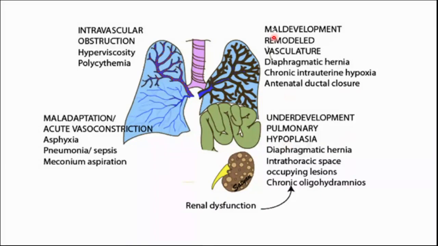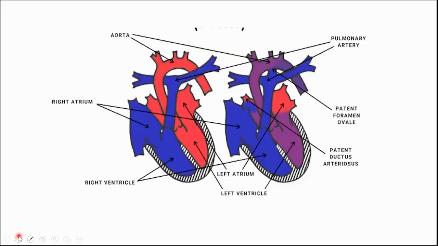And sometimes there is just a maldevelopment or abnormal remodeling of the vasculature, again common in diaphragmatic hernia. And also this is seen in antenatal ductal closure. This is seen when mothers take NSAIDs and also selective serotonin reuptake inhibitors, SSRIs, as antidepressants. So these babies can develop PPHN. And also sometimes there could be an intravascular obstruction whenever there is polycythemia, as in diabetes, or when there's hyperviscosity. So what happens when the pulmonary vascular resistance fails to drop?